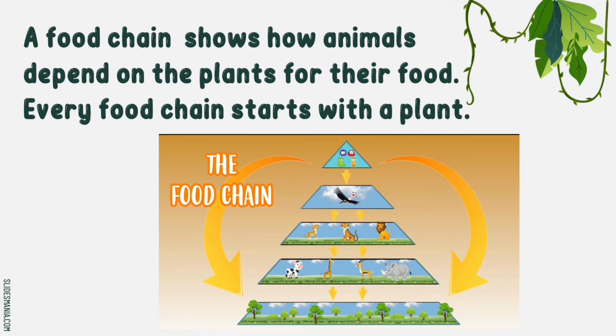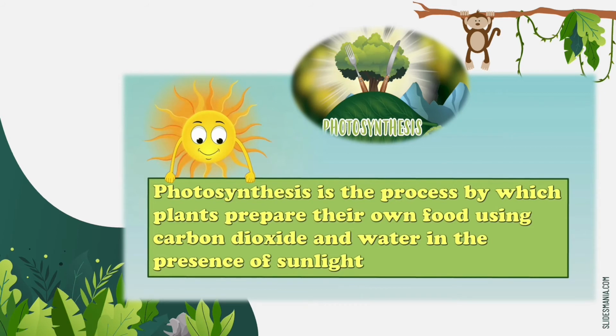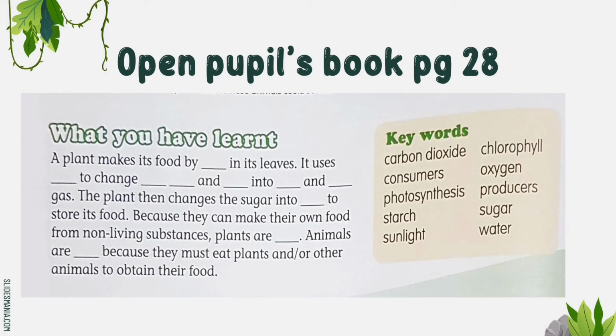So that was our lesson. So what did we learn today? We learned producers are the plants which make their own food. Consumers are animals because they eat or consume to get energy. And also we learned about photosynthesis. Photosynthesis is the process by which green plants make their own food using carbon dioxide and water in the presence of sunlight. Now you can open your Pupils book, page 28.